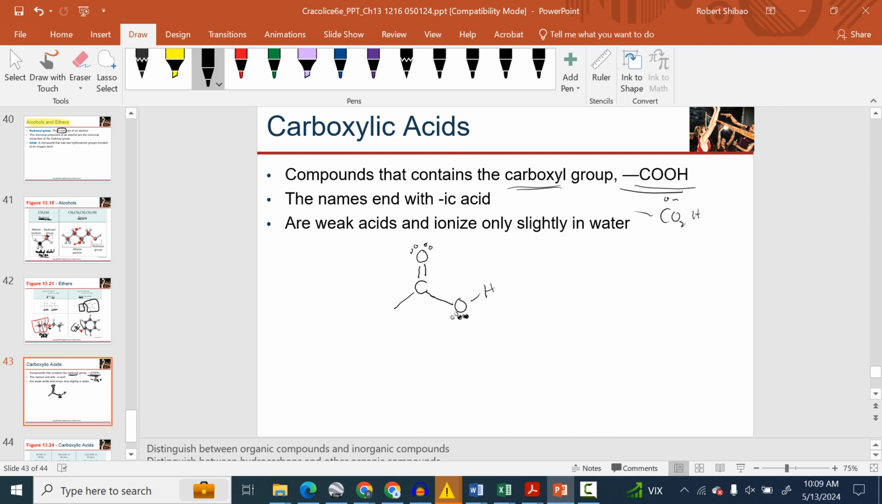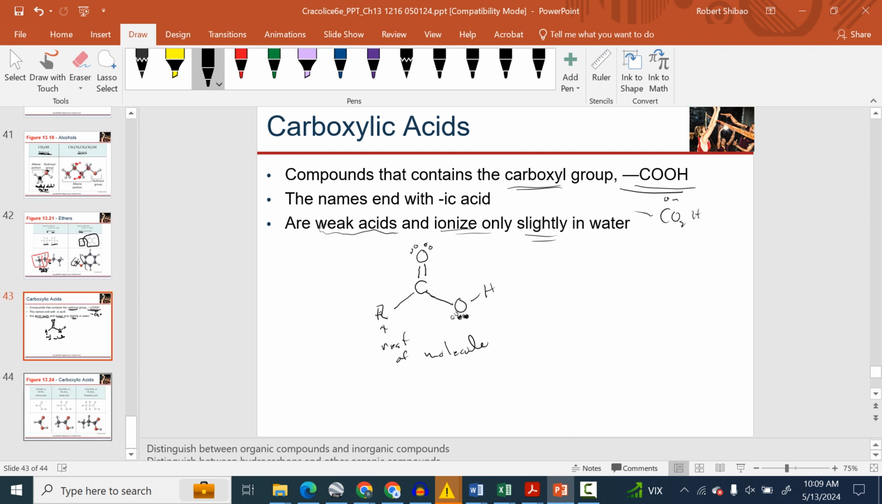And then this is going to be attached to something. We use the generic R for this. This is just the rest of the structure, the rest of the molecule. So R is going to be a carbon. It could be a hydrogen. If R is a hydrogen, then we call it formic acid. Formic acid is the simplest of the carboxylic acids. All the carboxylic acids are weak, which means weak acids only partially ionize in water. And so let's take a look at some simple carboxylic acids.